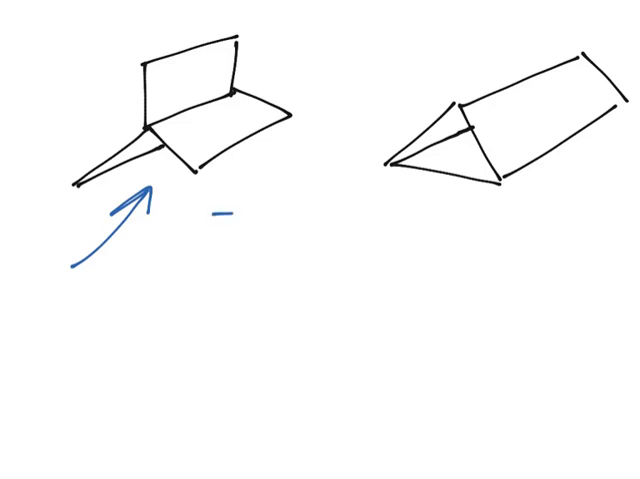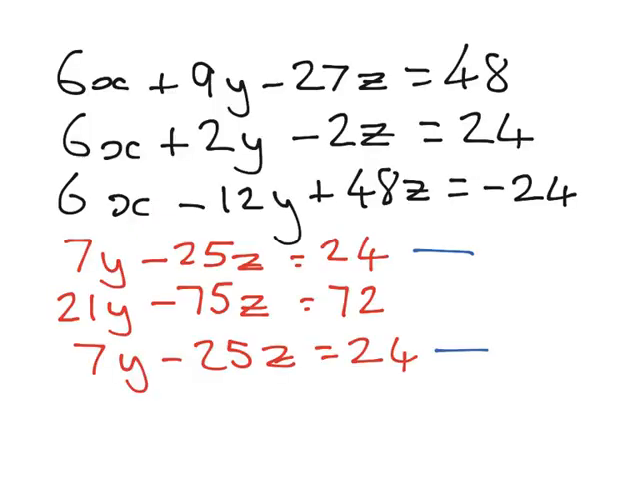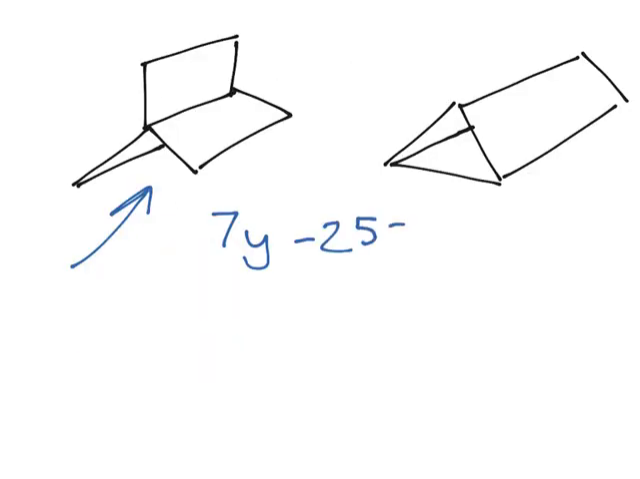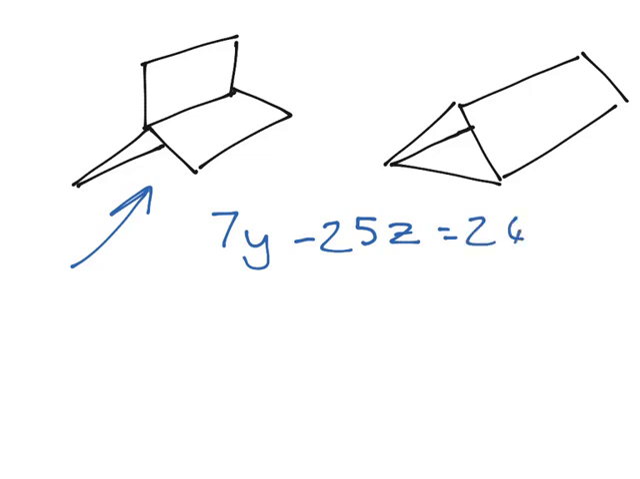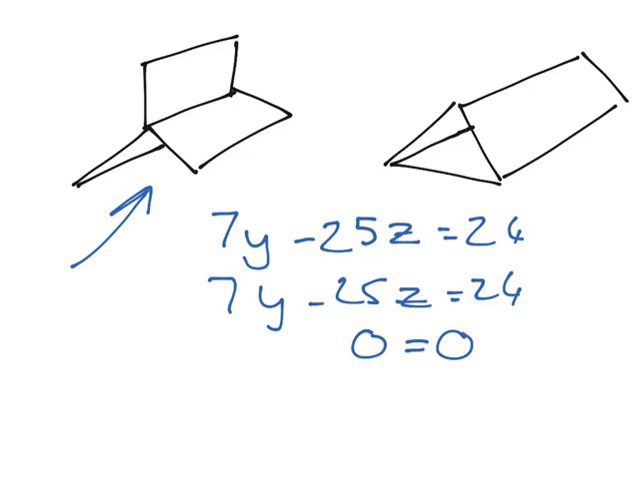So what we can look at is we had 7y minus 25z equals 24, and we had 7y minus 25z equals 24. And if we do one side take away the other, we get 0 equals 0. And if we ever get that 0 equals 0, it means this is the situation we're dealing with.